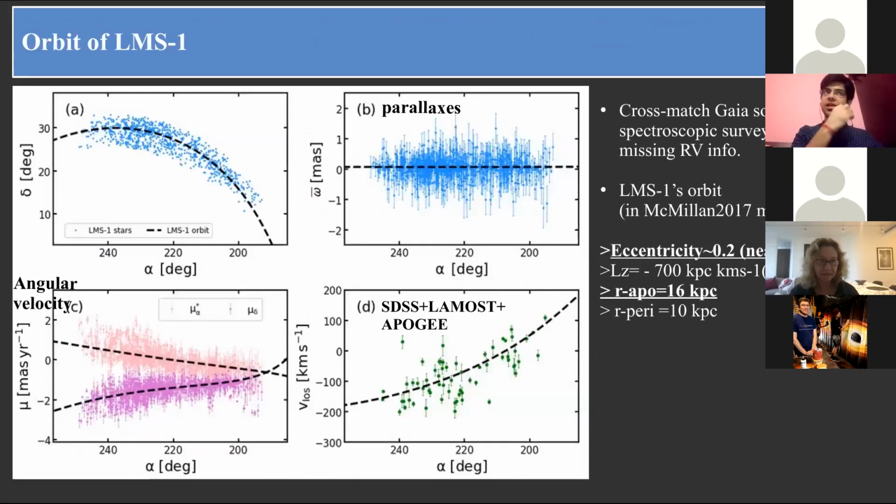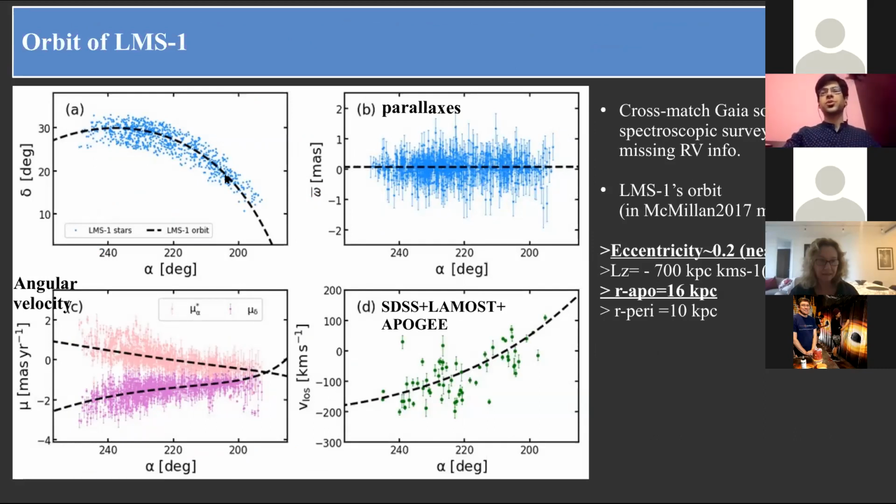Then we try to constrain the orbit of LMS1. With Gaia, we have the 5D astrometry. So I cross-match these Gaia sources of LMS1 with the spectroscopic surveys of SDSS, LAMOST, and APOGEE to get the missing radial velocities. With this cross-match, we now have the complete 6D phase space information. And with this 6D phase space information, we can now try to constrain the orbit of LMS1.